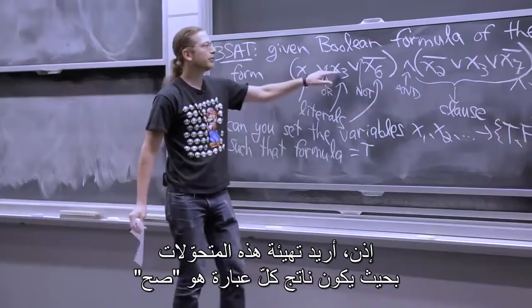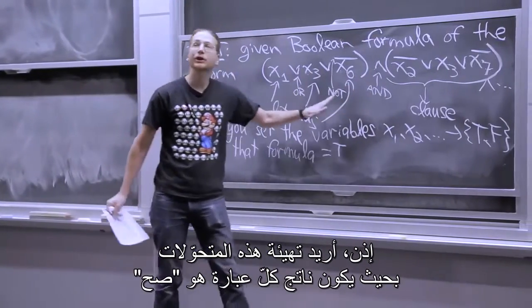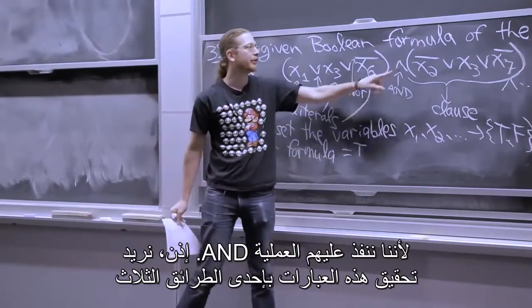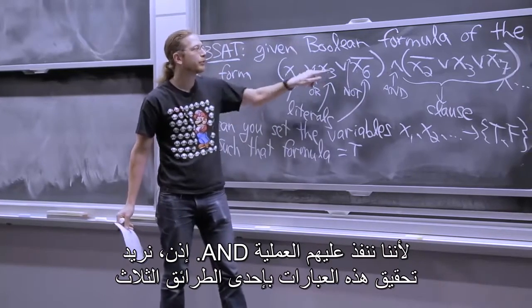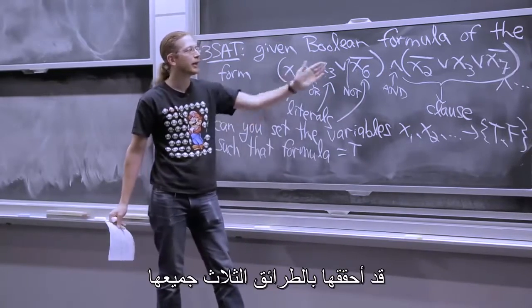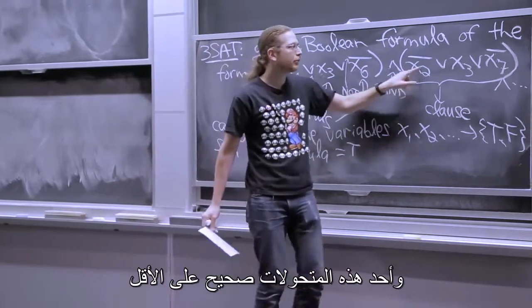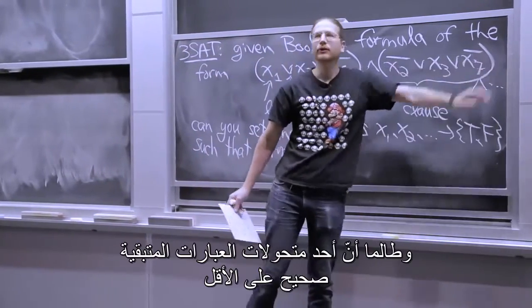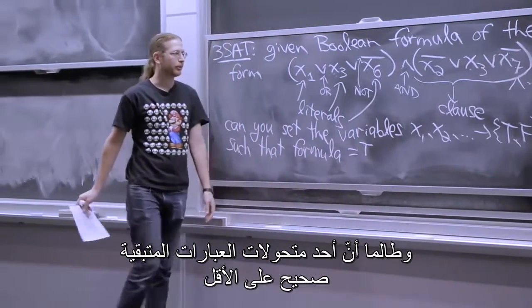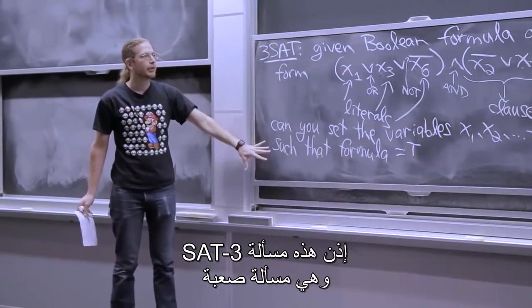So I want to set these variables such that every clause comes out true, because they're anded together. So I have to satisfy this clause in one of 3 ways. Maybe I satisfy it all 3 ways, doesn't matter. As long as at least one of these should be true, and at least one of these should be true, and at least one of each clause should be true. Okay, so that's the 3-SAT problem.